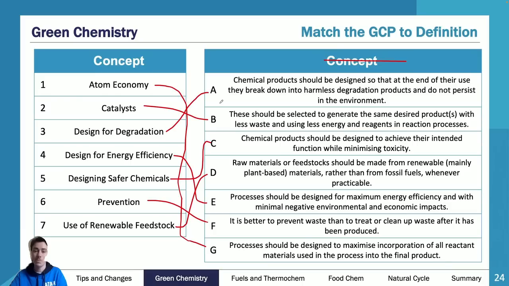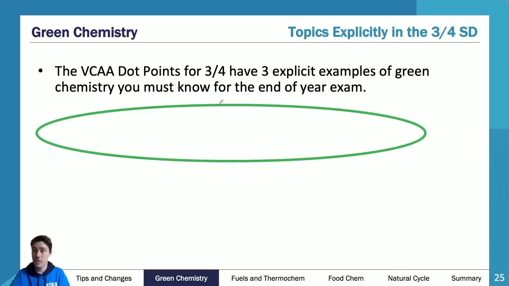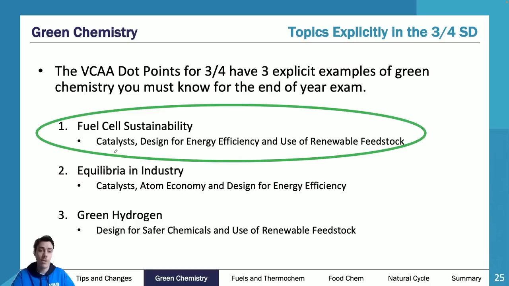So then just our last point on green chemistry, and we're actually not going to cover any of these green chemistry points today. There are 3 explicit examples of green chemistry that they want you to know at the end of your exam. So there will be more that they'll apply green chemistry to, but these are 3 that they have explicitly said you need to know. Now, the only one that's part of Area of Study 1, Unit 3 is fuel cell sustainability, as per this green circle. However, we're not going to cover it today because we're not going to get up to redox, so it will be covered in the next lecture.